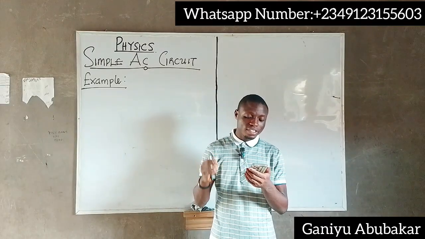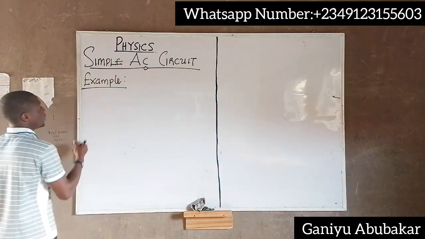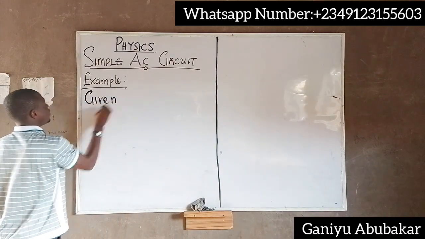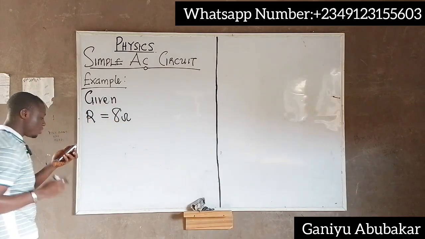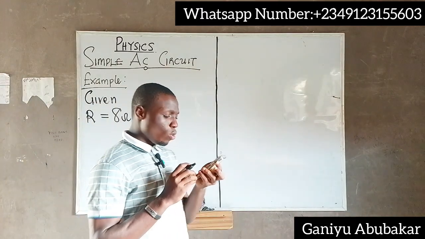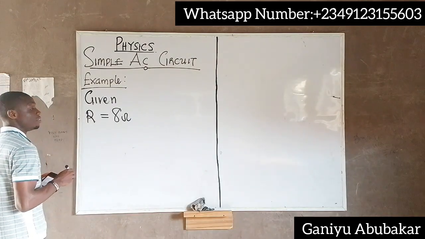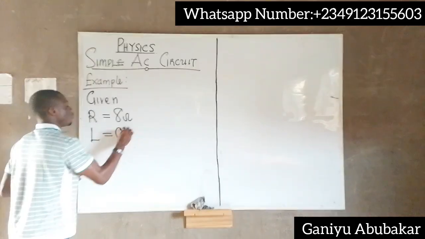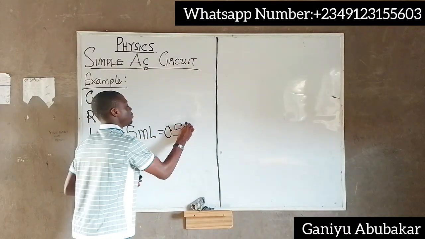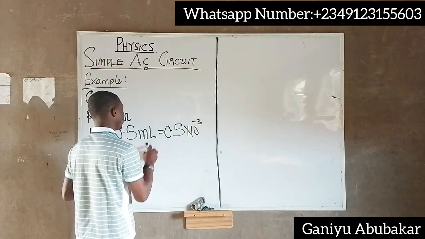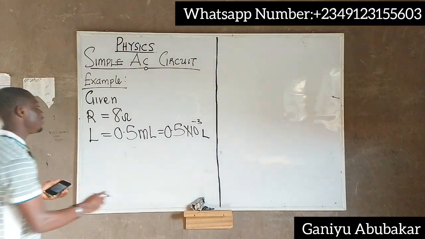In this case, it says a circuit having a resistance of 8 ohms. So the first thing I'm given is 8 ohms, that's the resistance R. R is 8 ohms. It says an inductor of 0.5 millihenry, so the inductor L is 0.5 millihenry. Milli is times 10 to the power minus 3. L is the inductor symbol, in henry.